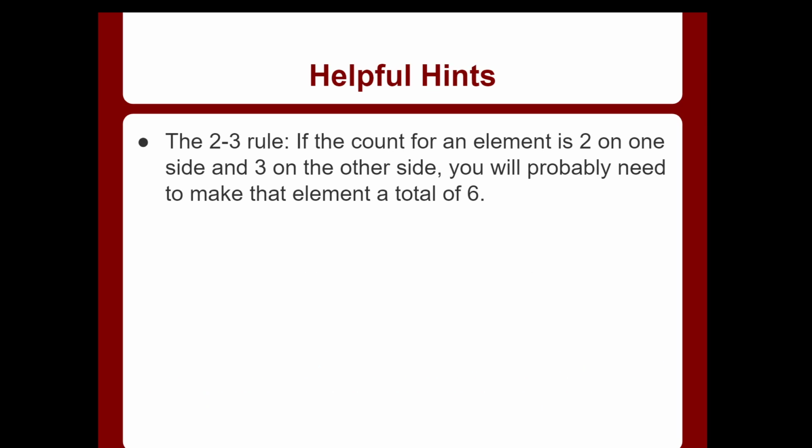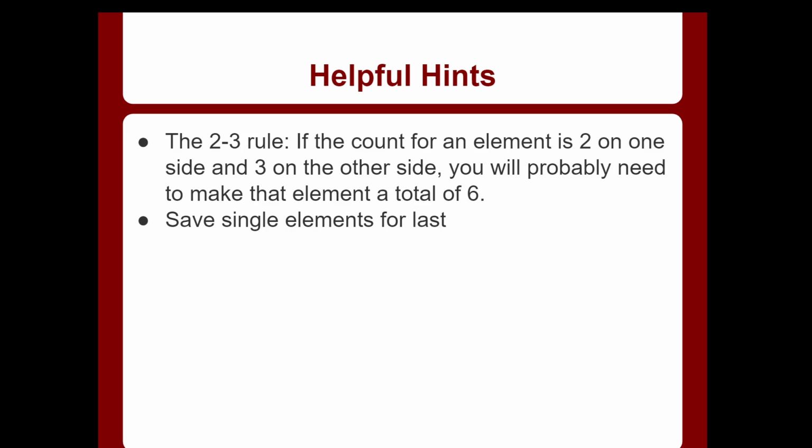Some helpful hints, all right? So these are some tactics that we use to solve it here. Okay. The 2-3 rule. If the count of an element is 2 on one side and 6 on the other, you're probably going to need to make that element 6. All right? And that's because that's the only way that 2 and 6 can get to a common denominator.